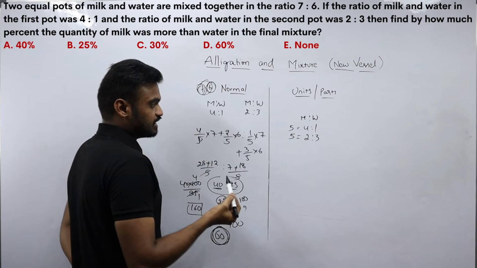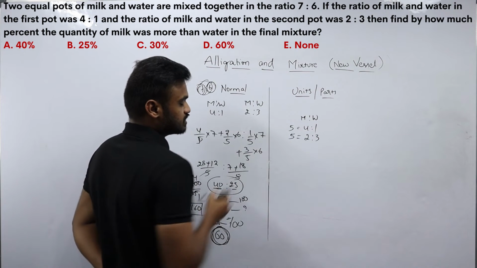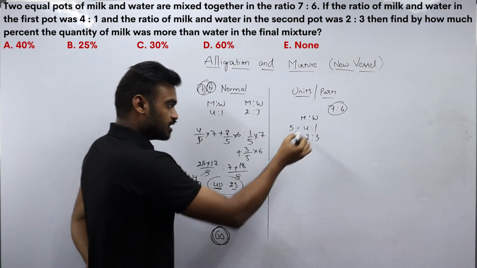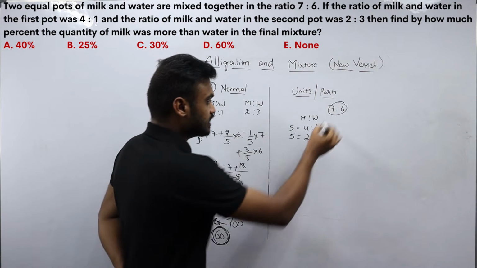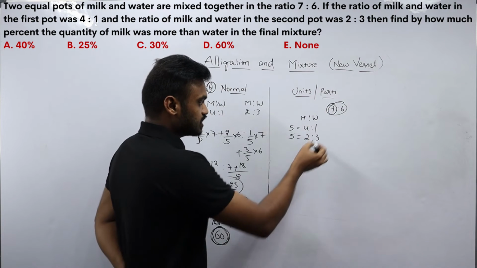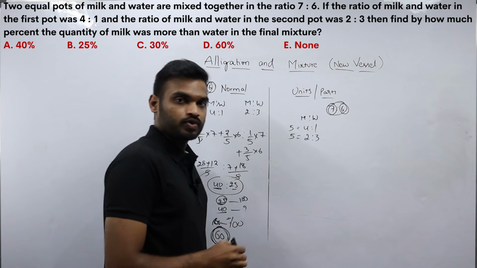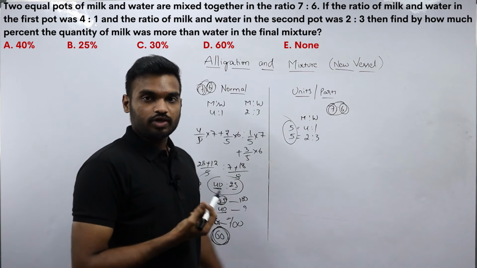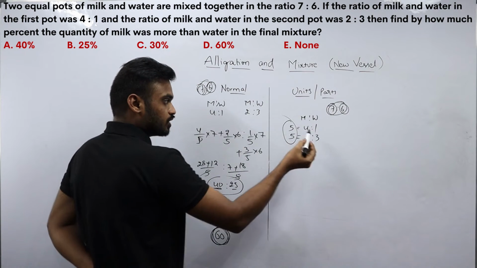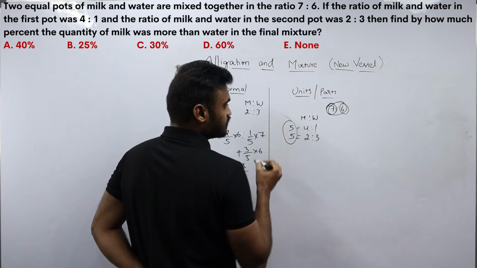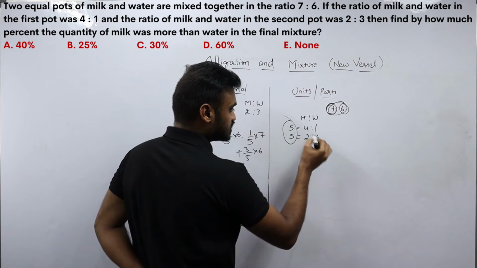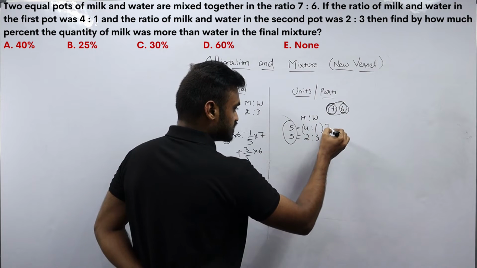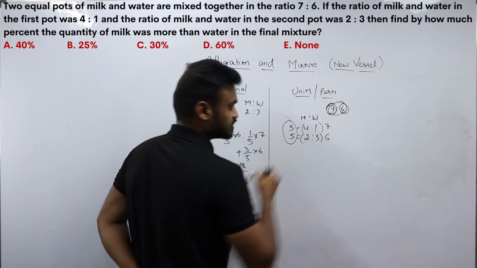Now they are saying that these two vessels need to be mixed in the ratio of 7:6. In the sense, the first vessel needs to be mixed by 7 parts and the second vessel by 6 parts. Here both total parts are already equal, so we don't need to equate them. So I am multiplying the whole first vessel by 7 and the whole second vessel by 6.